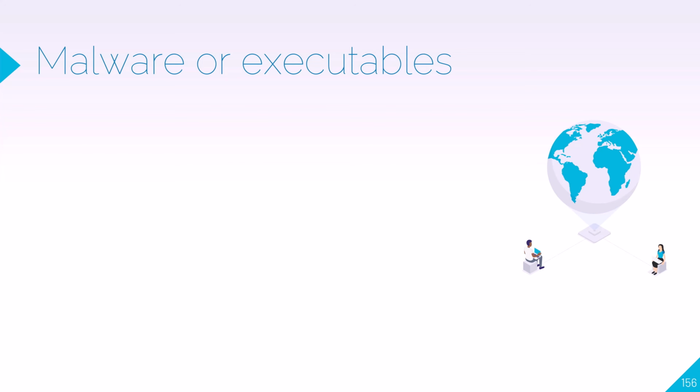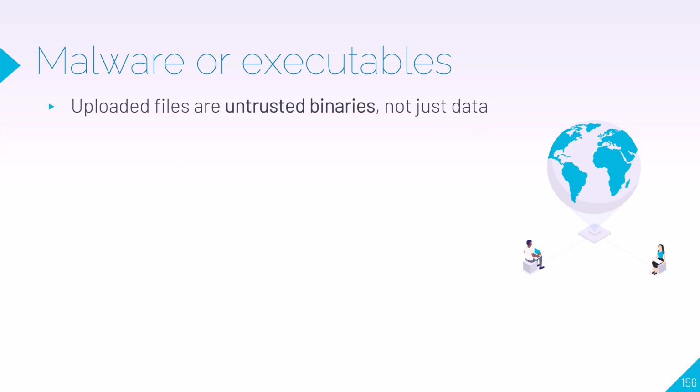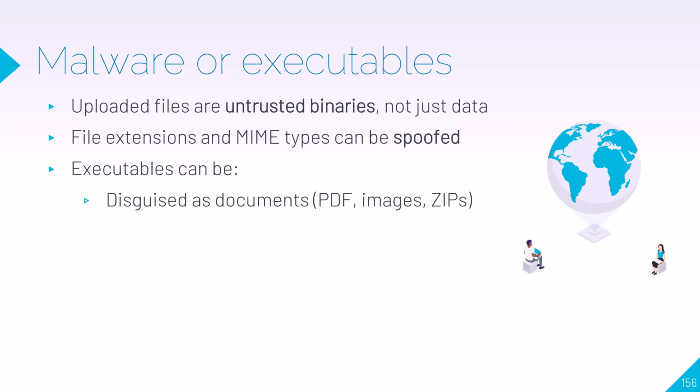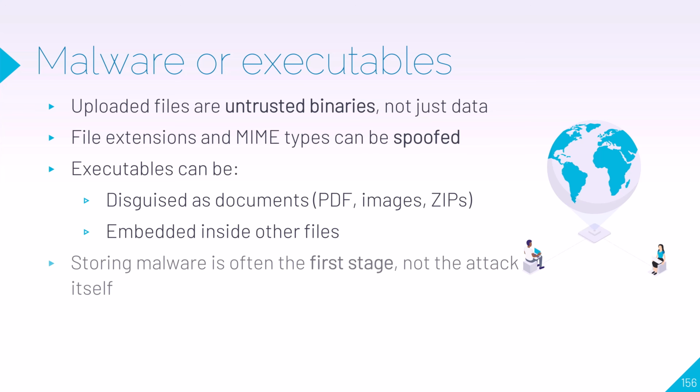So let us start by looking at the potential for malware or executables to be uploaded to our system. Uploaded files are untrusted binaries, not just data. File extensions and MIME types can be spoofed. Executables can be disguised as documents like PDFs, images, or zip files. They can be embedded inside other files. And storing malware is often the first stage, but that's not the attack itself.